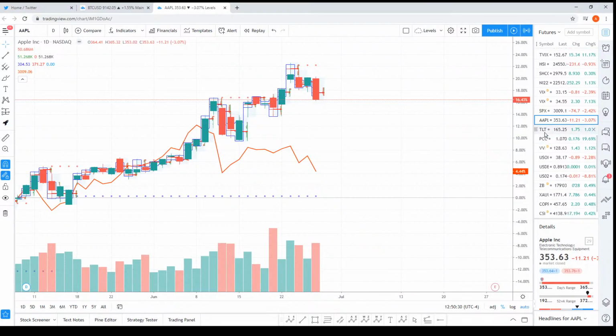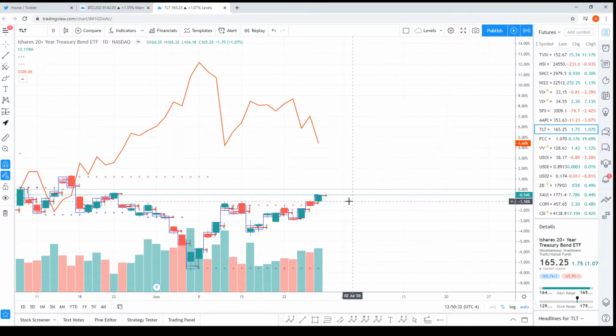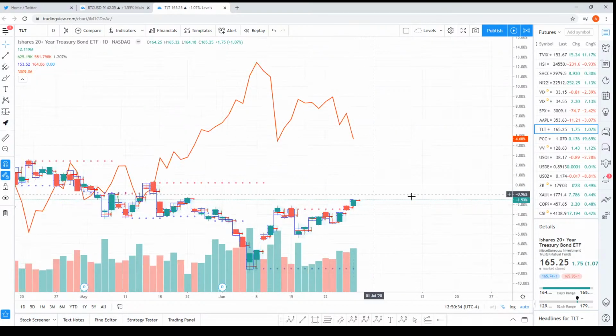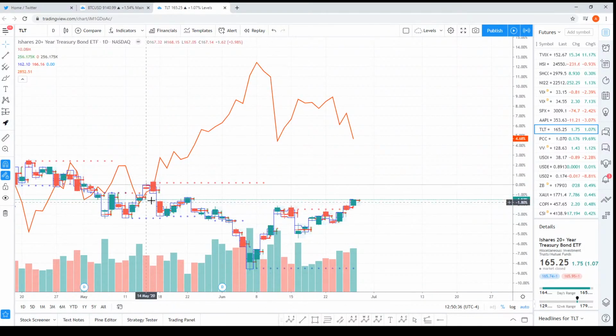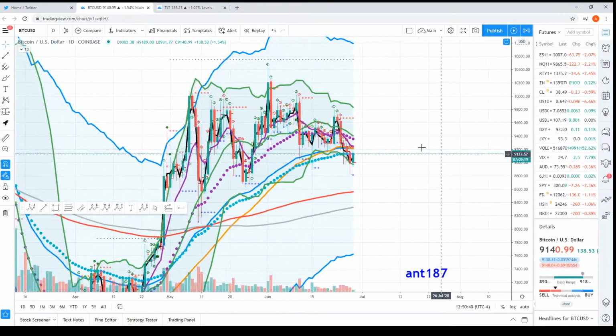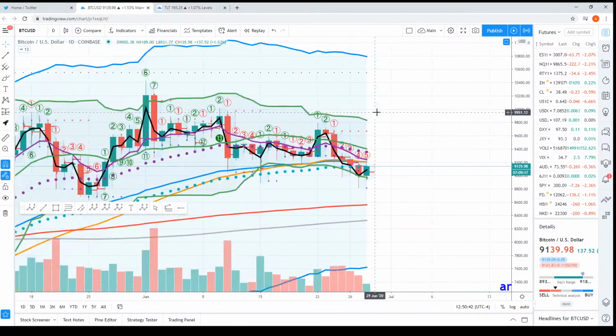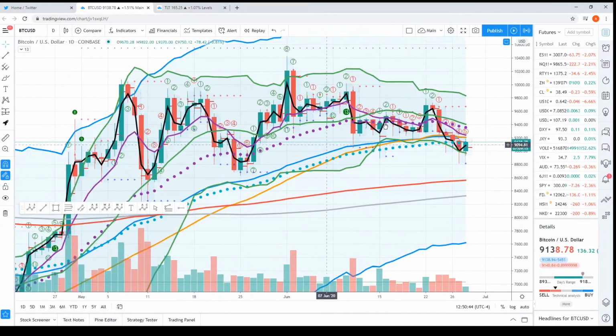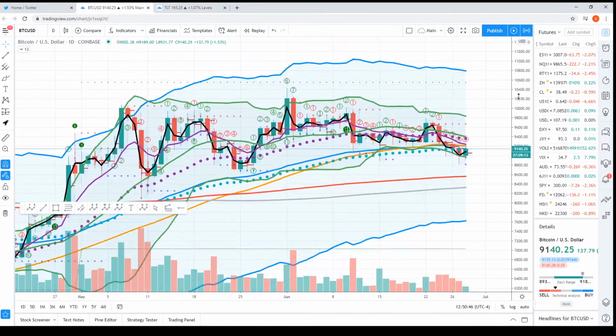You got TLT attempting a breakout. This isn't the only thing I use. I also use this sort of stuff, which you guys will probably look at and just be like, "Whoa, what is it?" It all makes sense to me. It's all that matters really.